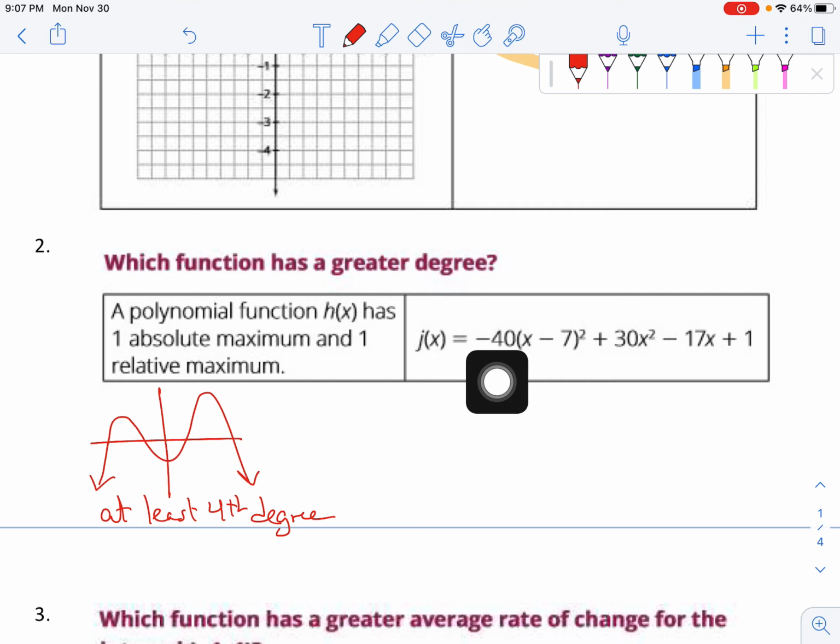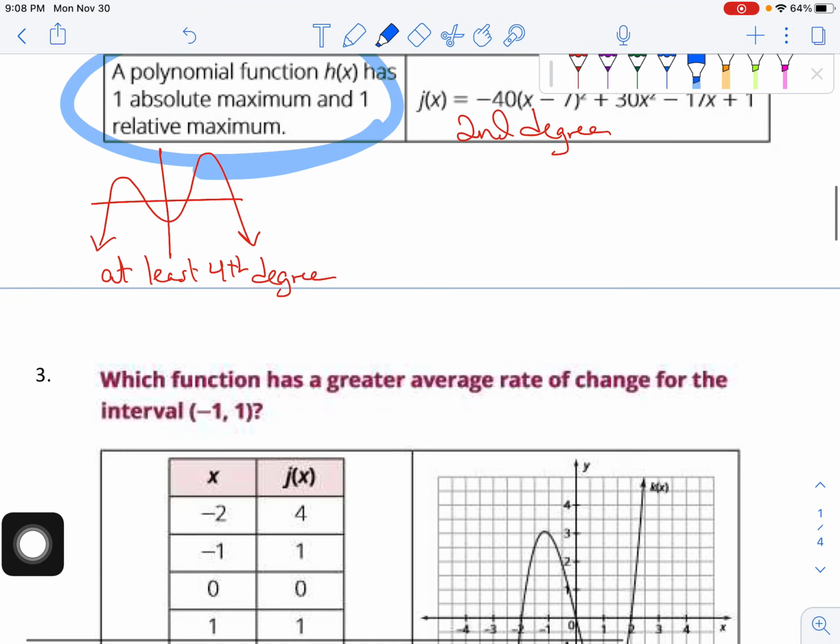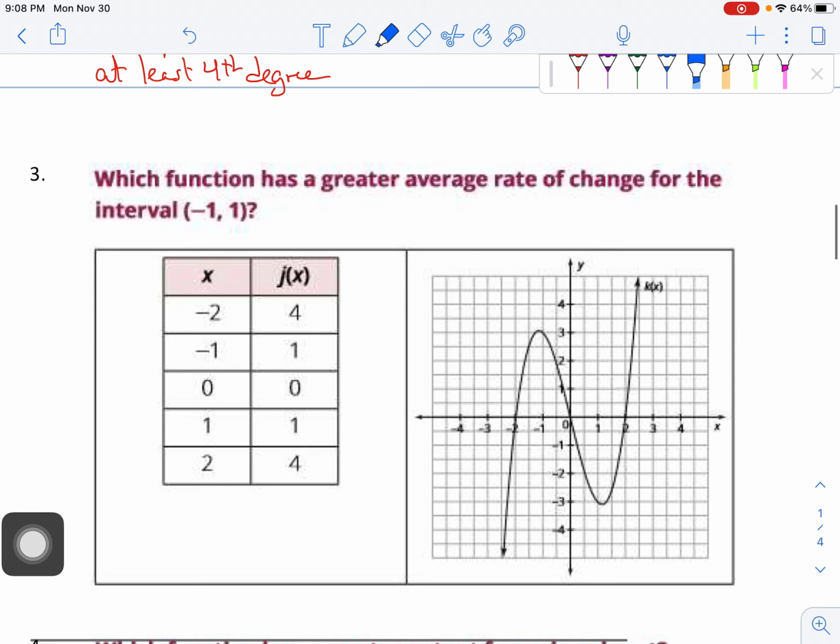Now, if I look at j of x here, and I look across here, okay, this is going to turn into x squared if I multiply it out. This is x squared right here. This is x to the first. So j of x here, this is only a 2nd degree polynomial. So which function has a greater degree? Well, the one that's at least 4th degree would be greater than 2nd. All right, so circle it up. The work that you show me here will count for these problems.